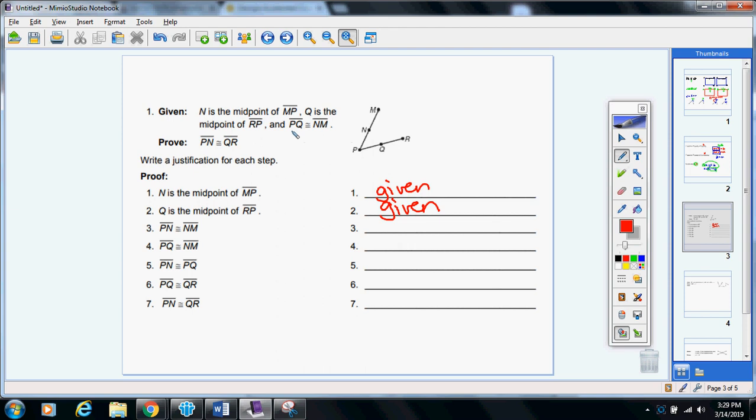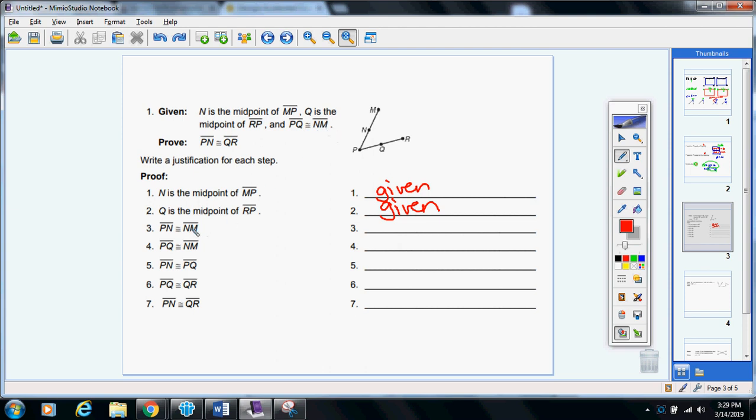The next given is that line segment PQ is congruent to line segment NM. Again, notice how that's written. You've got the congruent symbol, you've got the line segment symbols over the letters. That's because there's no numbers attached. We know they're the same, we just don't know what they are. So PQ is congruent to NM.